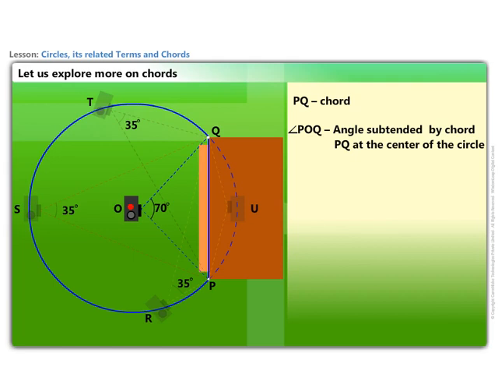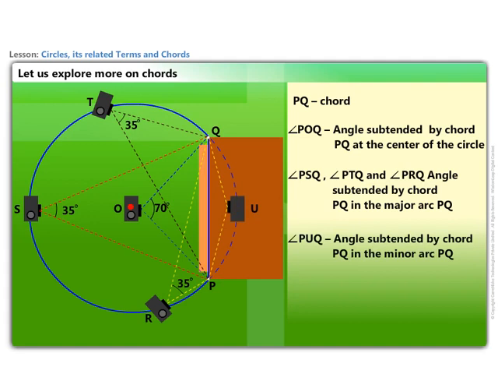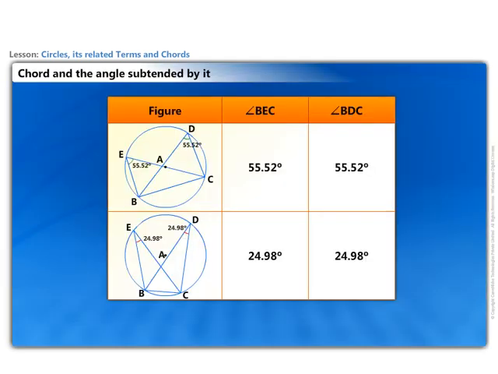When John photographed the building from points R, S, and T, they are the angles subtended by chord PQ in the major arc PQ. Similarly, when John photographed the building from point U on the circle, then angle PUQ is the angle subtended by chord PQ in the minor arc PQ. Here is a table of figures of circles with different chords and angles subtended by them.